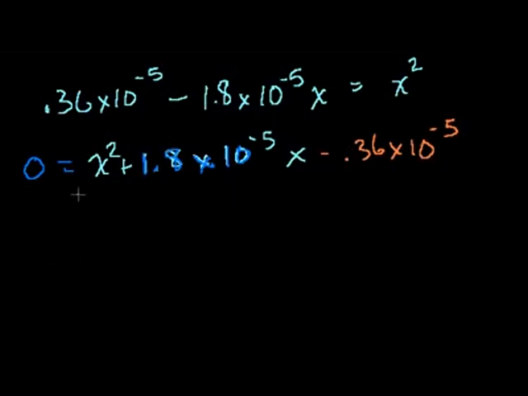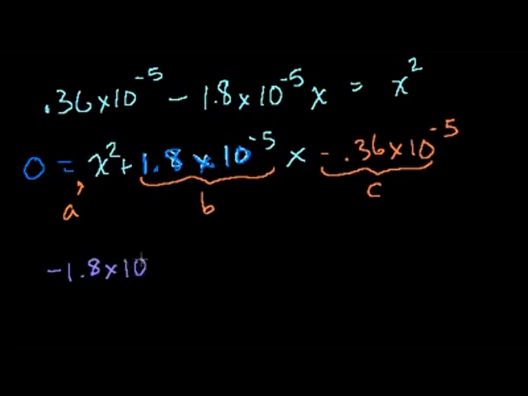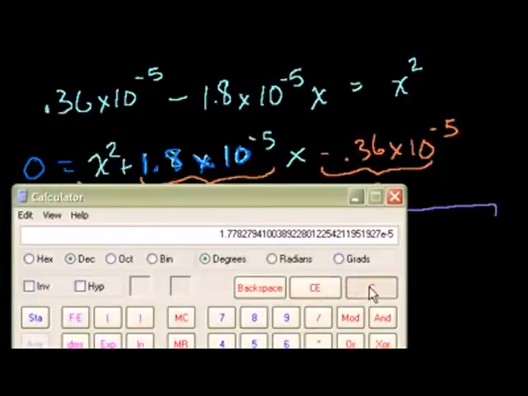So A is 1, B is this, and this is C, and you just apply that in the quadratic equation. So you get minus B, so minus 1.8 times 10 to the minus 5 power, plus or minus. We'll only have to do the plus, because if we do the minus, we'll end up with a negative concentration. So plus the square root, I have to do a lot of math here, of B squared. So it's 1.8 times 10 to the negative 5, so it's 1.8.